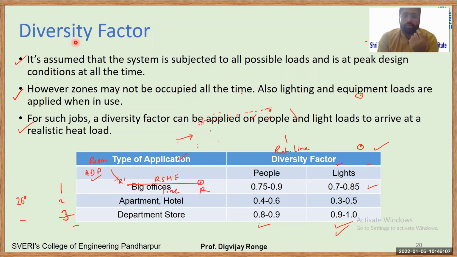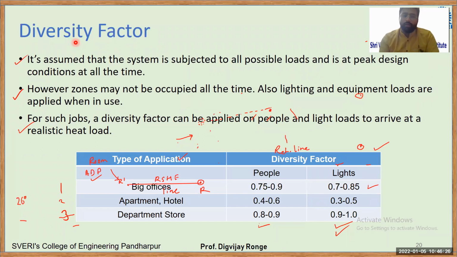So most of the time the temperature and the RH conditions will be lower than the peak conditions. Most of the times the classroom will be 50% occupied and the lights and fans will be occasionally started and stopped. So in that case you have to consider diversity factor, right?